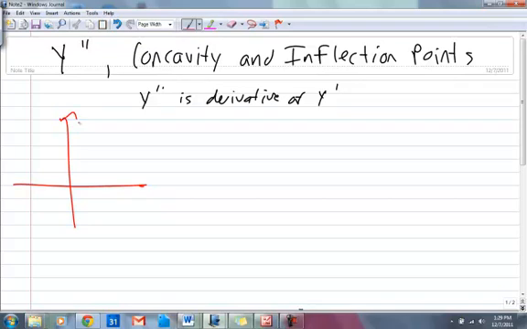Concavity examines how functions increase or decrease. Increasing or decreasing is determined by the derivative. How they increase or decrease is determined by the second derivative. We call that concavity. So consider two ways a function could increase. On the black interval, that's one way a function could increase. And on the blue interval is a second way a function could increase.